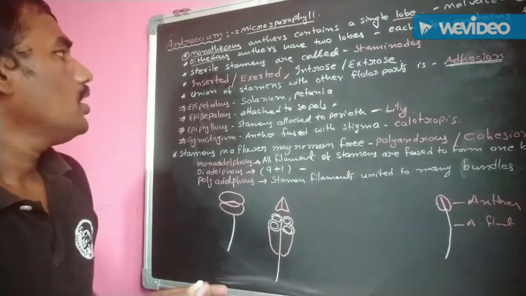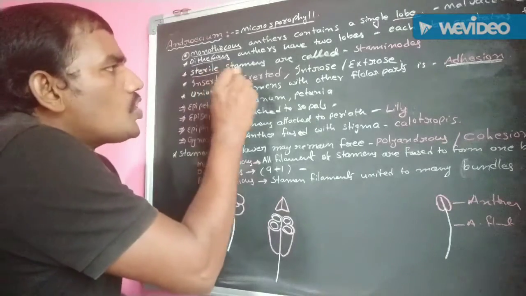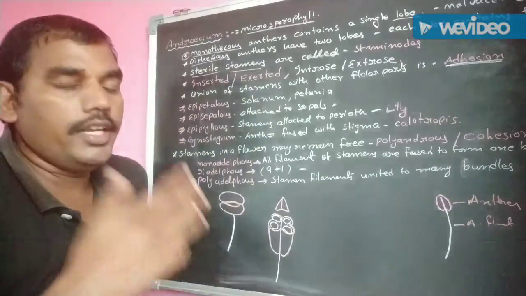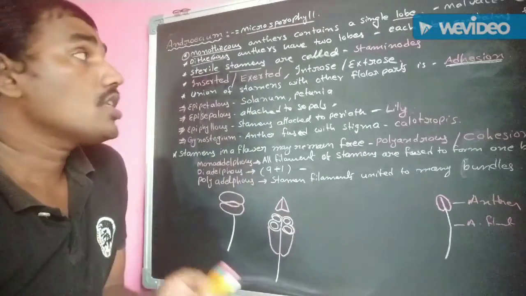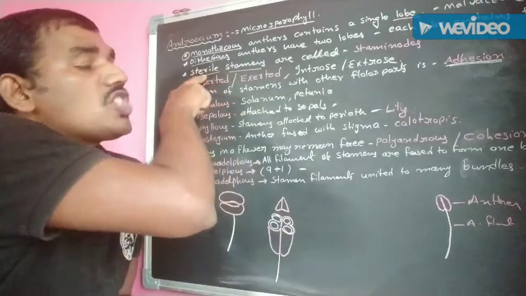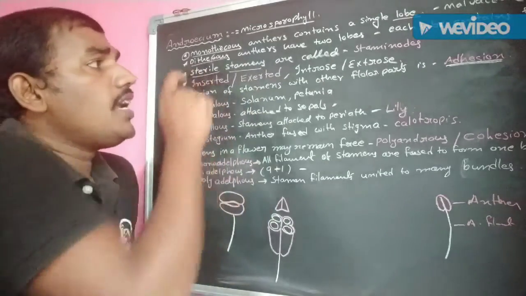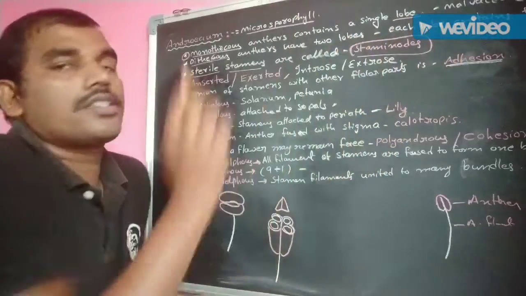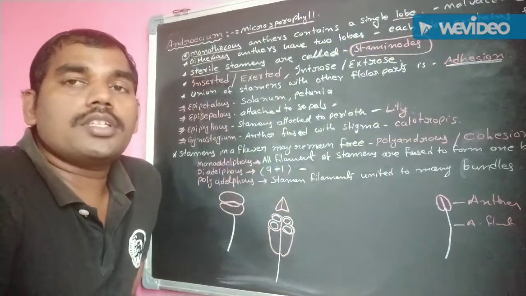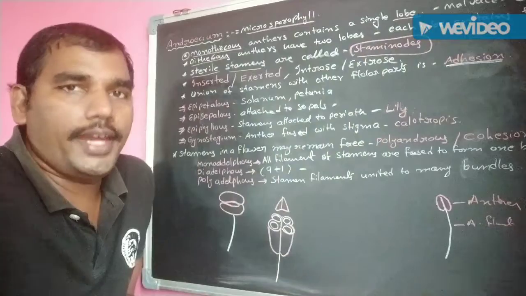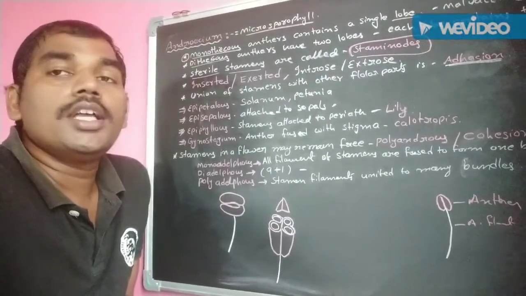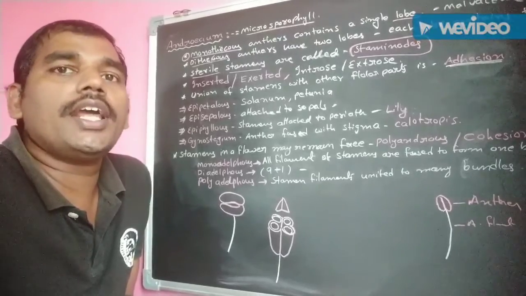Another one, sterile stamens. Apart from the fertile stamens, some other stamens are sterile. These sterile stamens are called staminodes. Sterile stamens are called staminodes. Remember this word, a very, very important term. Staminode means sterile stamens.